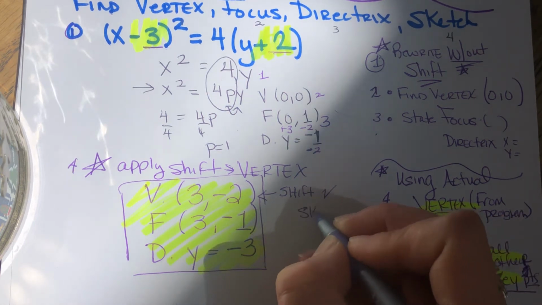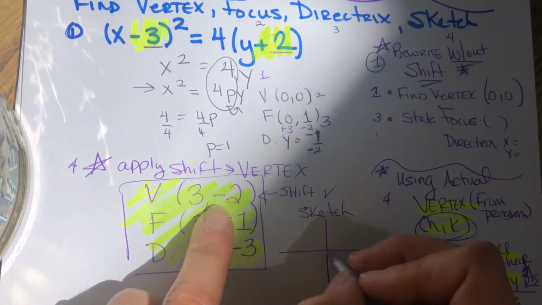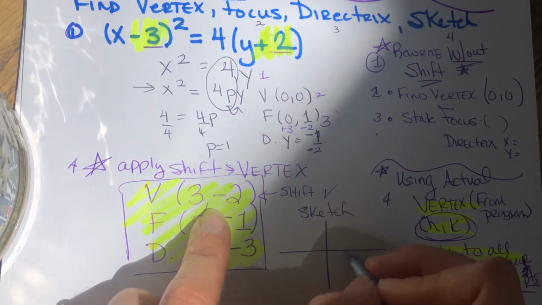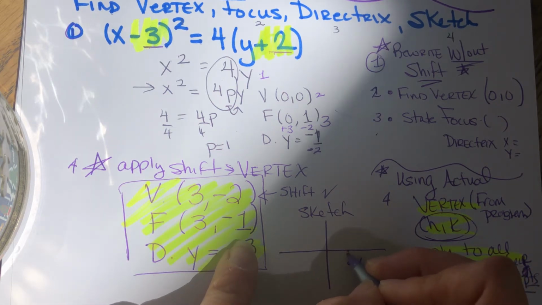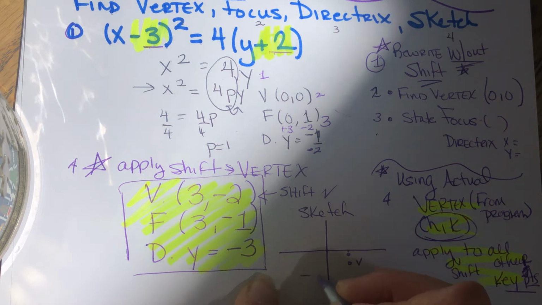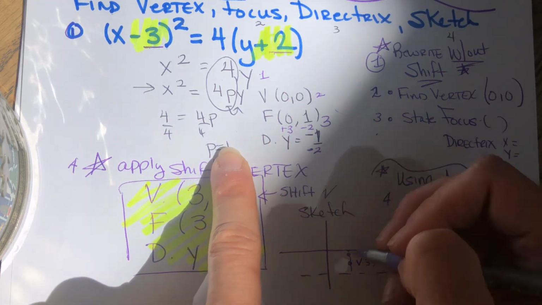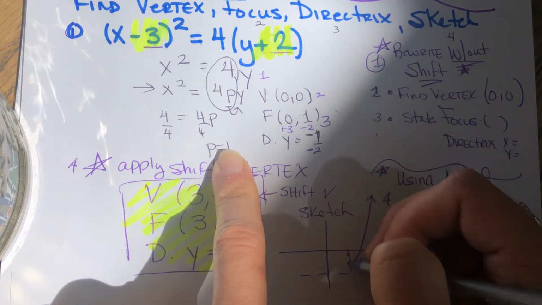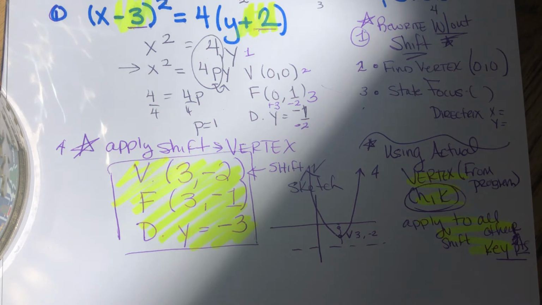And now if you're asked to sketch, plot the vertex. So 3, -2, I'm gonna put V. Focus is 3, -1. Directrix is Y equals -3. Look, this makes sense. If this is 3, -2, this distance is 1, and that distance is 1, and 1 is my P, which is your distance. And again, eat the focus. Hopefully that makes sense. All right, so there you go with that one.